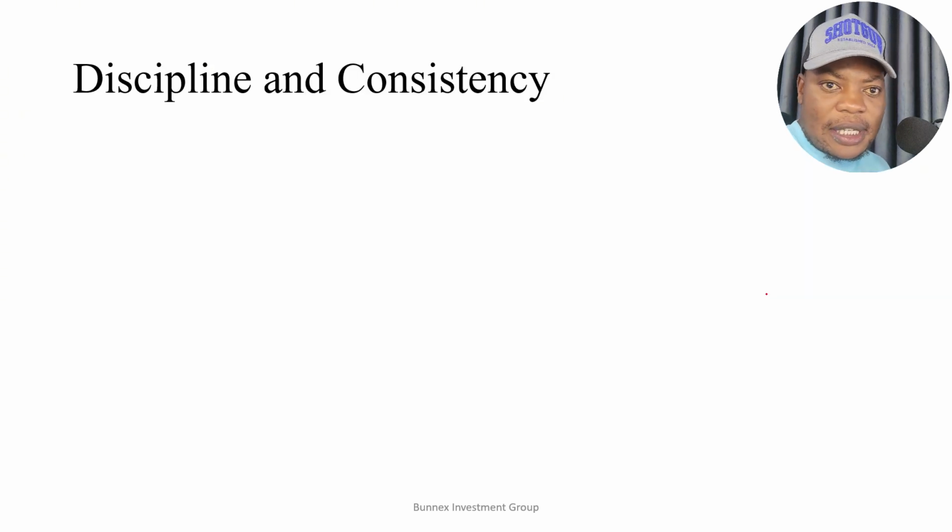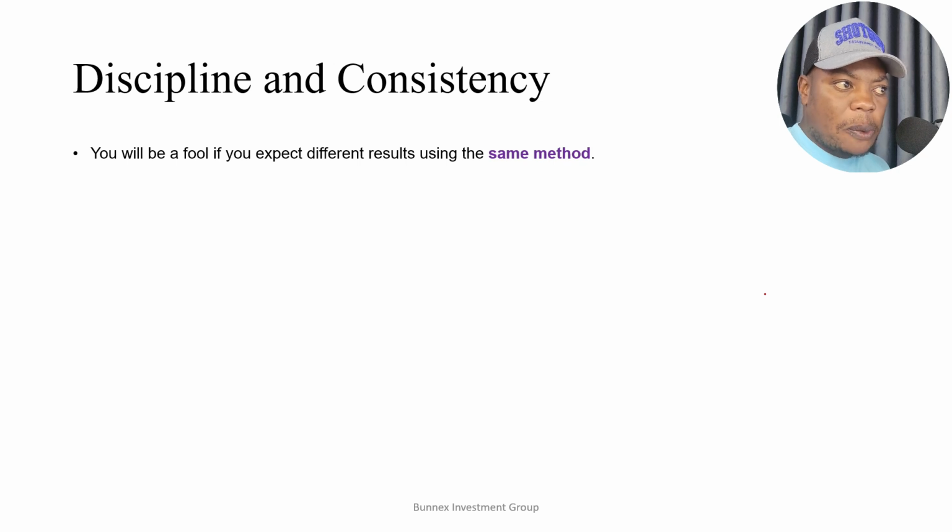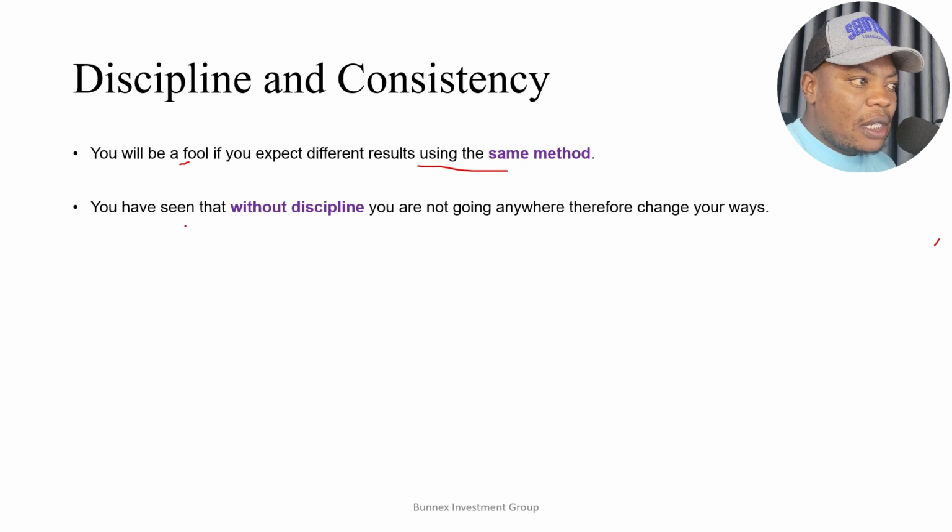So, discipline and consistency. I have to emphasize this particular part, because you may learn and attain a very powerful trading strategy, but if you are not disciplined, you are not going to reach your destination. You will be a fool if you expect different results using the same method: the same method of overtrading, the same method of over-risking, the same method of adding to losers. If that is what you are doing and you expect different results, always know that you are... I'm not going to finish that one. So you have seen that without discipline, you are not going anywhere.